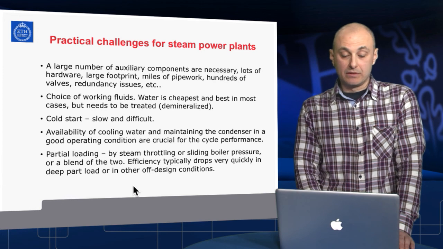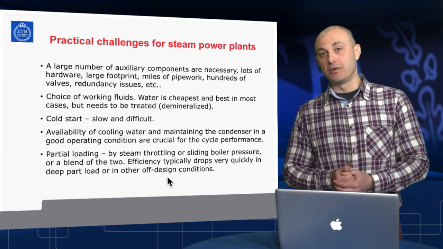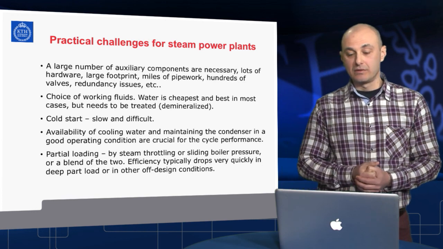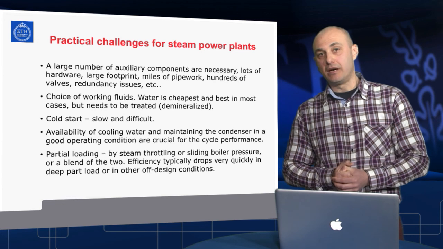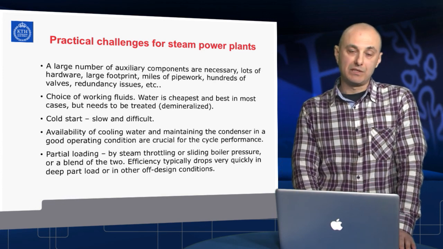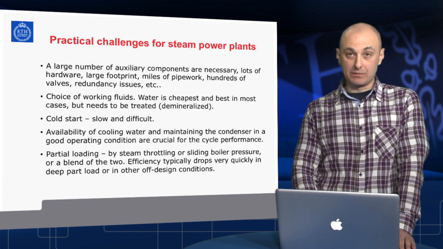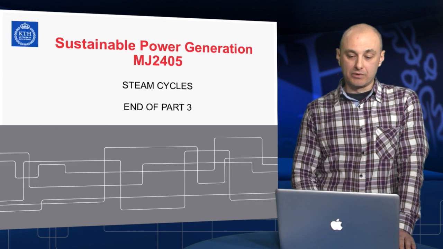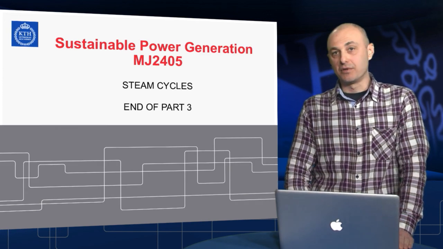To summarize, partial loading is a difficult point for steam cycles, and if they are supposed to work at variable conditions, they will need to be specifically designed for that. This is the end of the steam cycle lecture. Thank you for your attention, and we can talk about many other details in the following lectures.